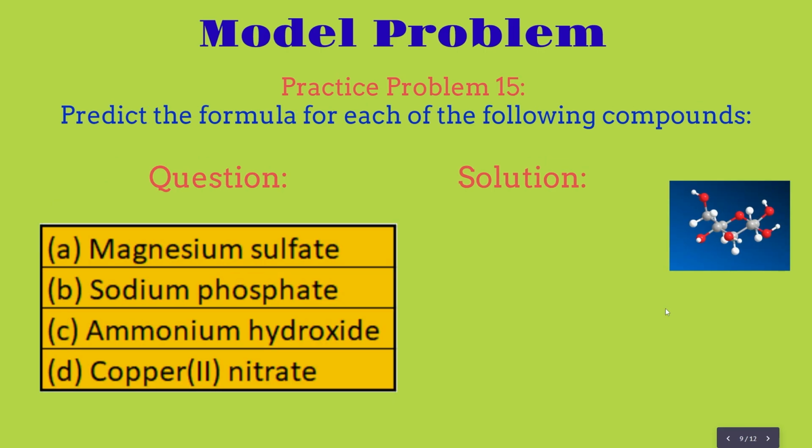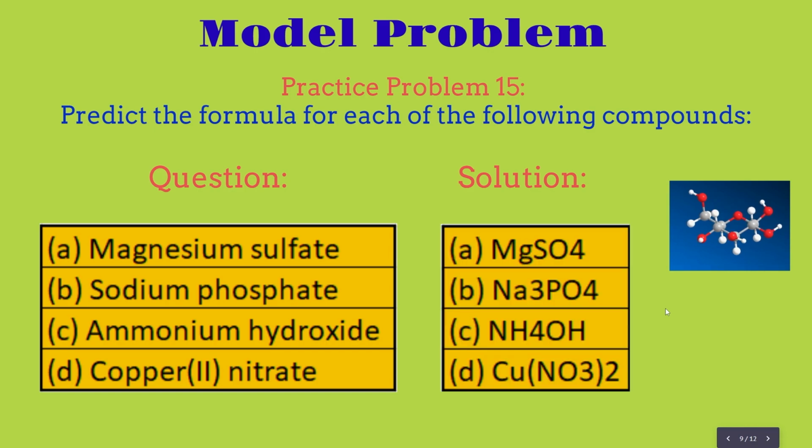Now moving on to the next problem. We need to predict the formula for each of the following compounds. The first one is magnesium sulfate, then we have sodium phosphate, and then for the next ones we have ammonium hydroxide and copper 2 nitrate. What we need to do is find out the formula. Here are the solutions. The first one is magnesium sulfate, which is MgSO4. For the next one, we have sodium phosphate, which is Na3PO4.